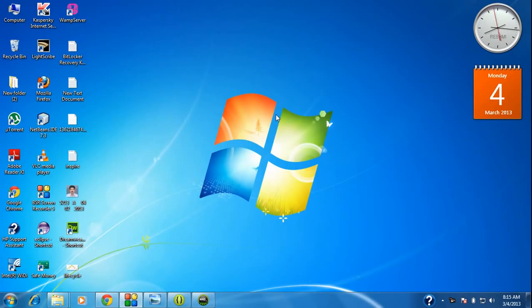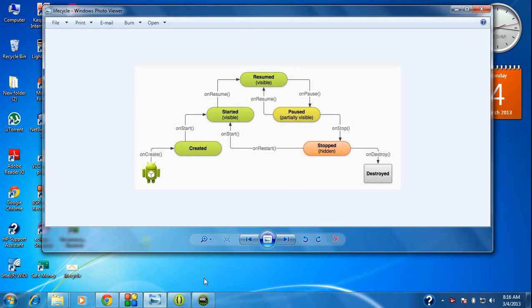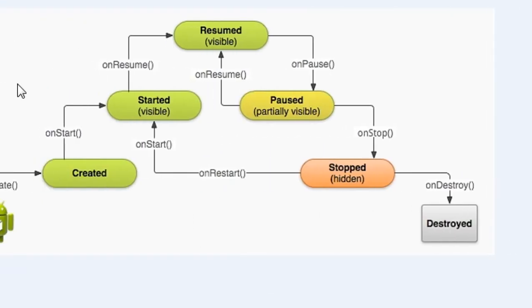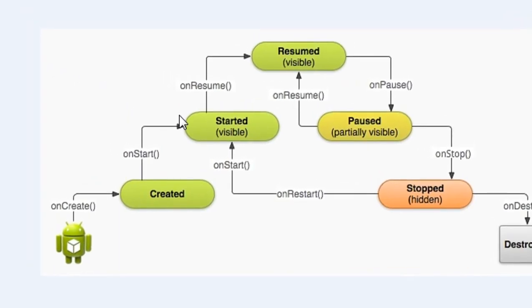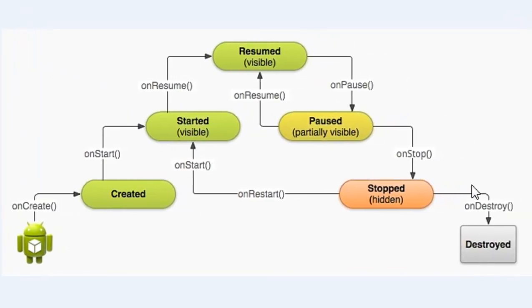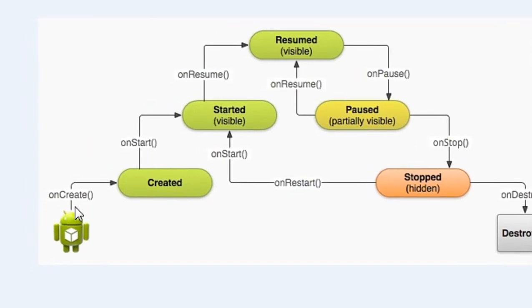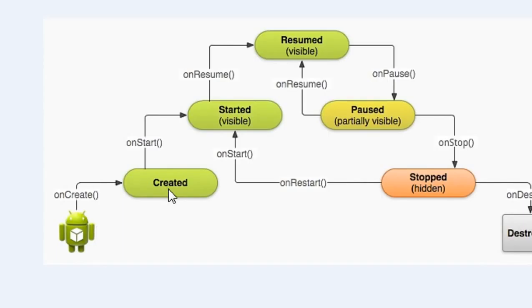In this part of this tutorial, I am going to explain the life cycle of an activity. In Android, an activity goes through a number of methods during its life cycle. Here I am going to demonstrate the life cycle that an activity goes through in its lifespan. Okay, here is the life cycle graph of an activity. We know that when an activity is created, it will call the onCreate method.